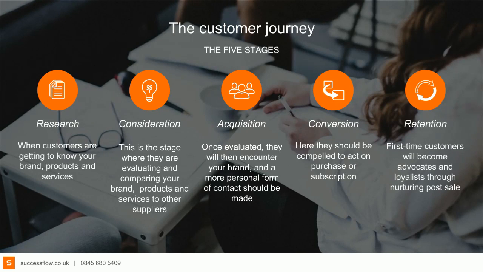And then don't forget about them. Once you've got that purchase, first-time customers will become advocates and loyalists through nurturing post-sales. So providing that after-sales support, making sure the onboarding process is smooth, giving them the support, information and guidance they need early on.